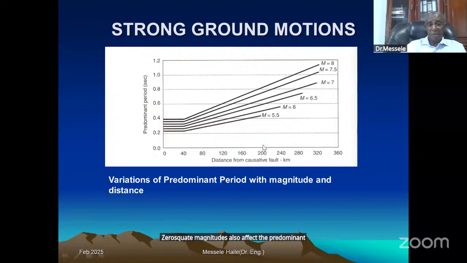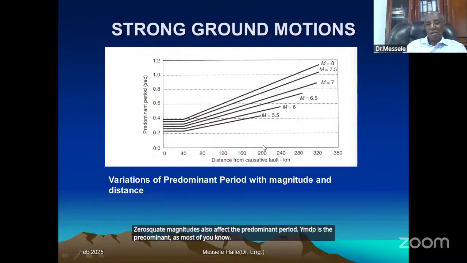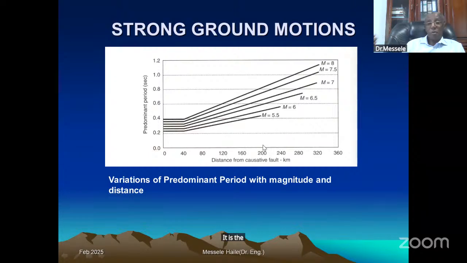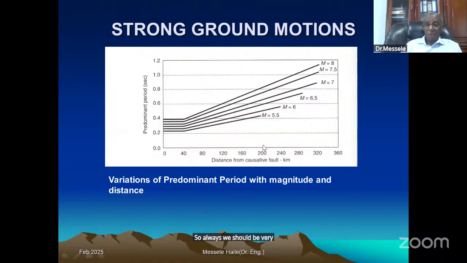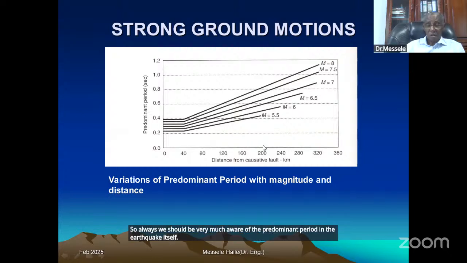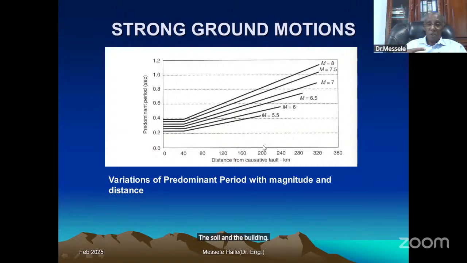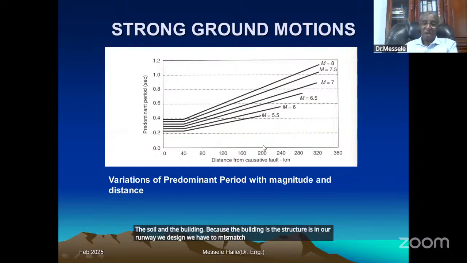Why I'm repeating the predominant period: as most of you know, when the predominant period of the earthquake coincides with the predominant period of the site and the predominant period of the building, this is a disaster. It is what we call high amplification. This is called resonance. So always we should be very much aware of the predominant period in the earthquake itself, the soil and the building. Because the structure is in our hands, when we design, we have to mismatch, to make a distance.